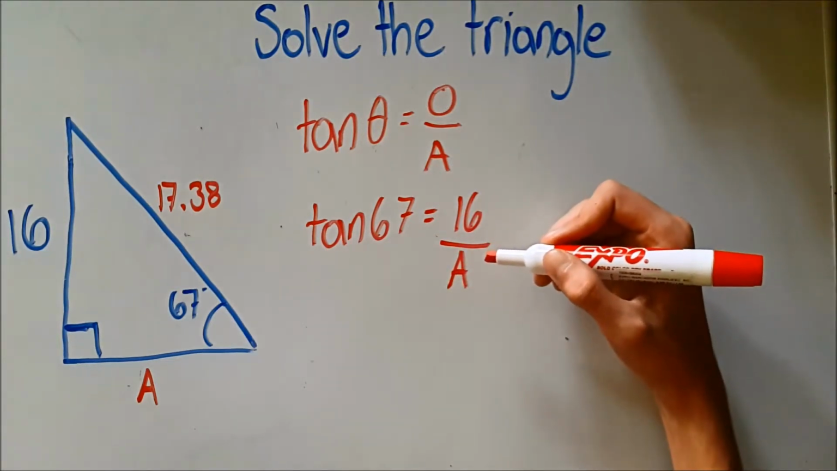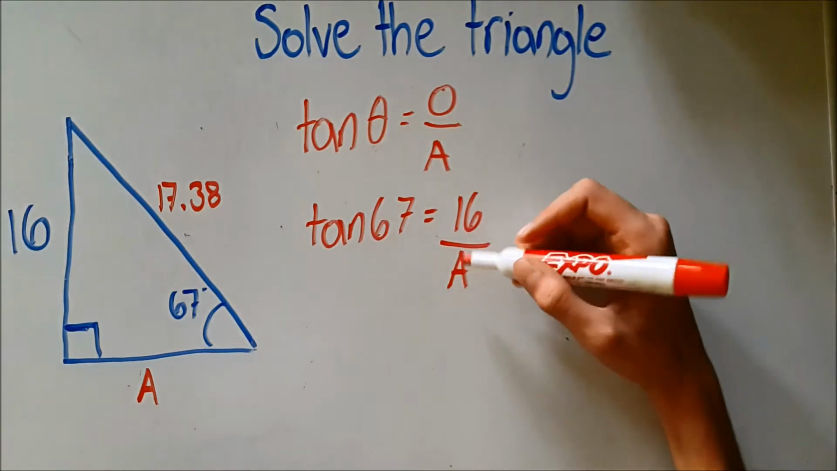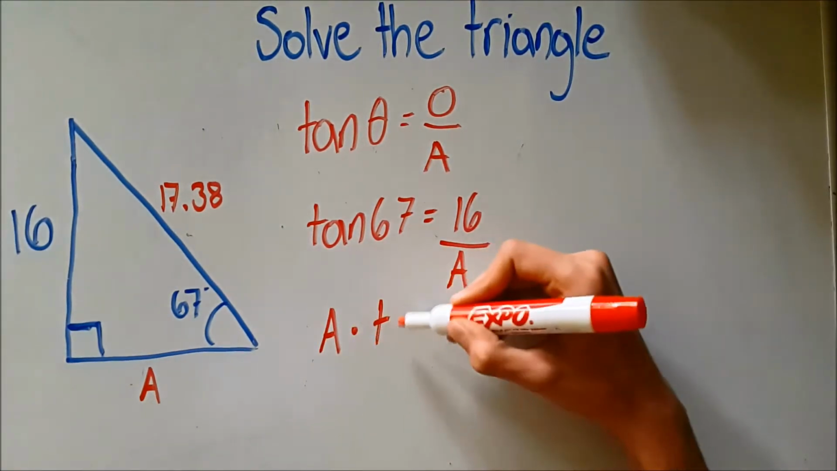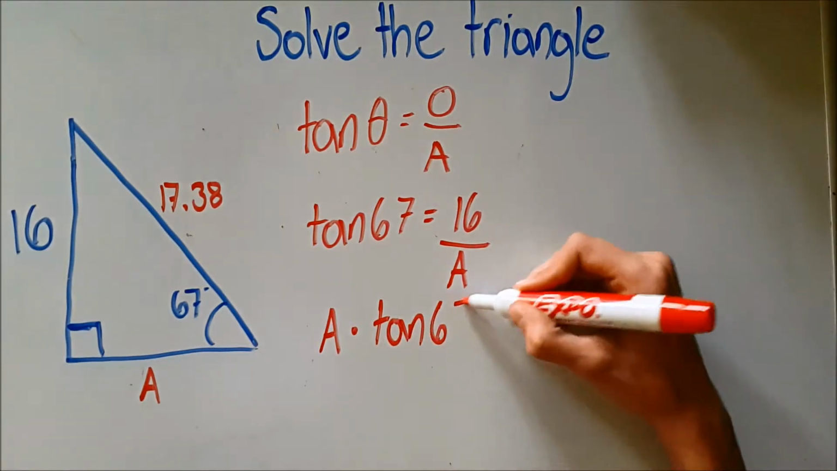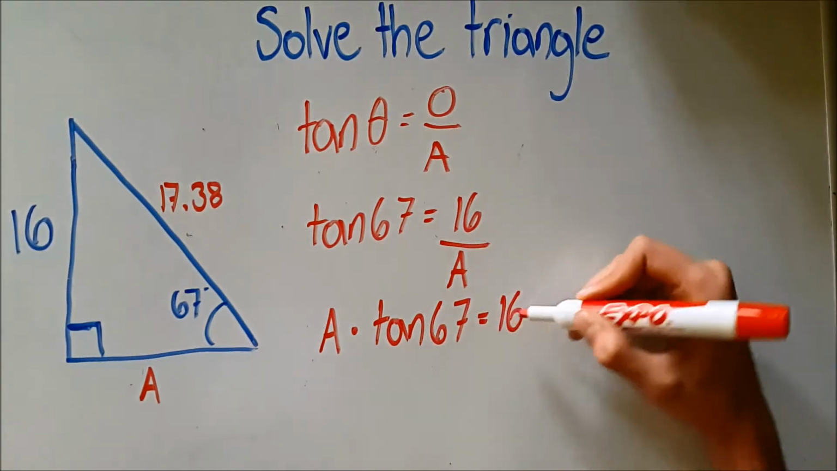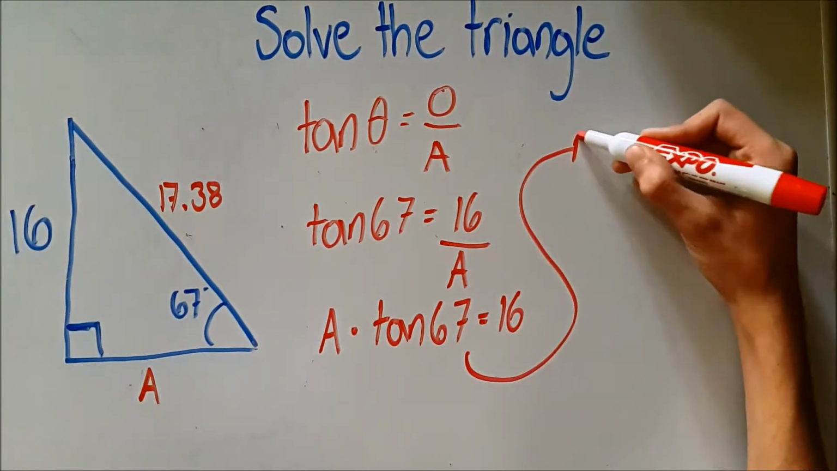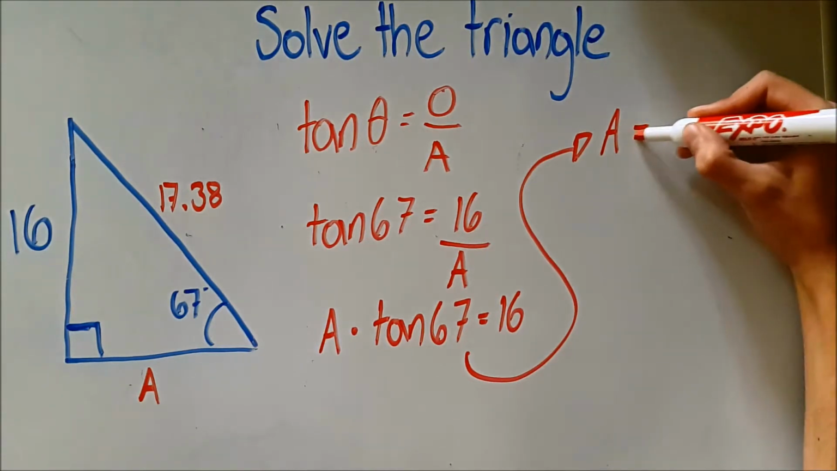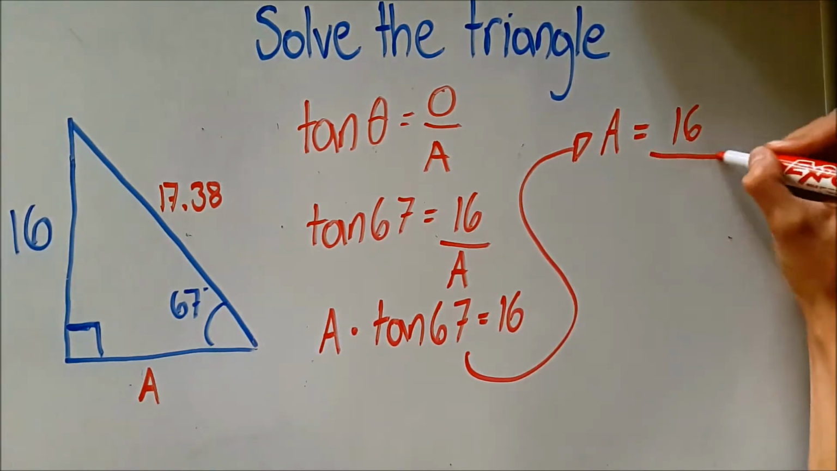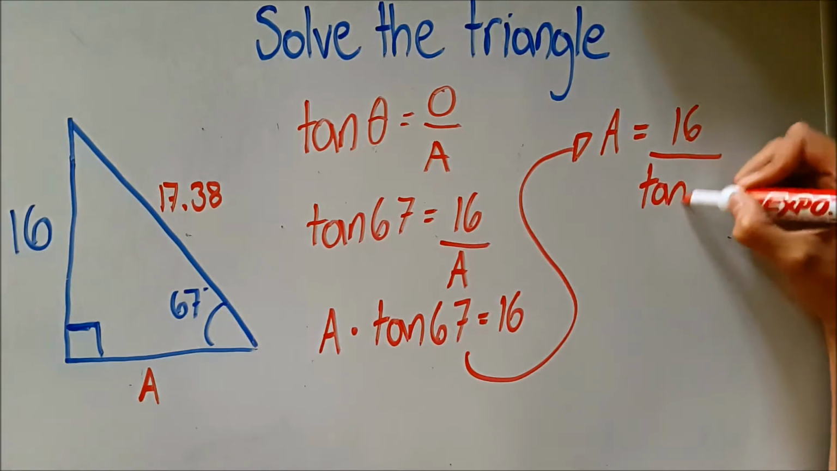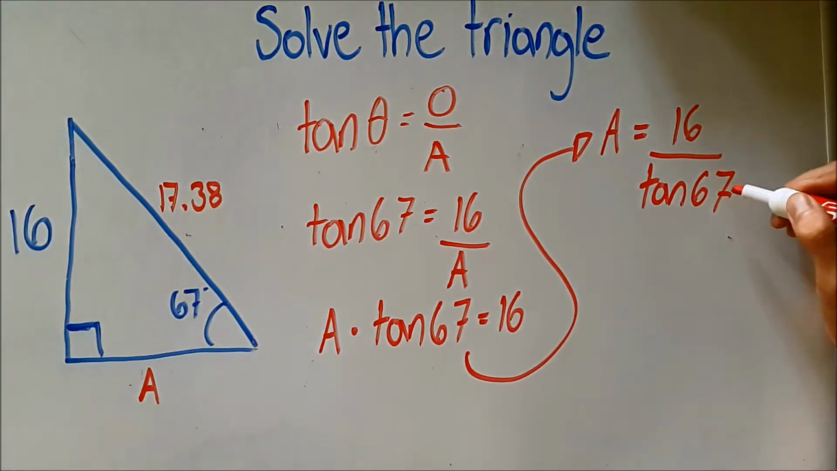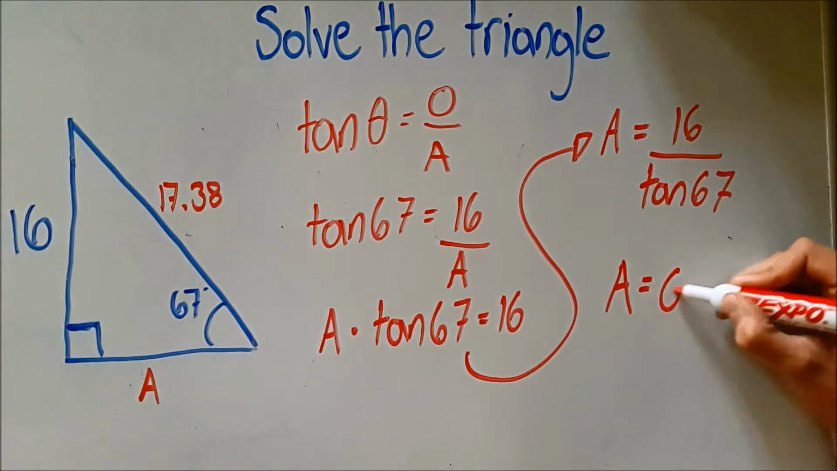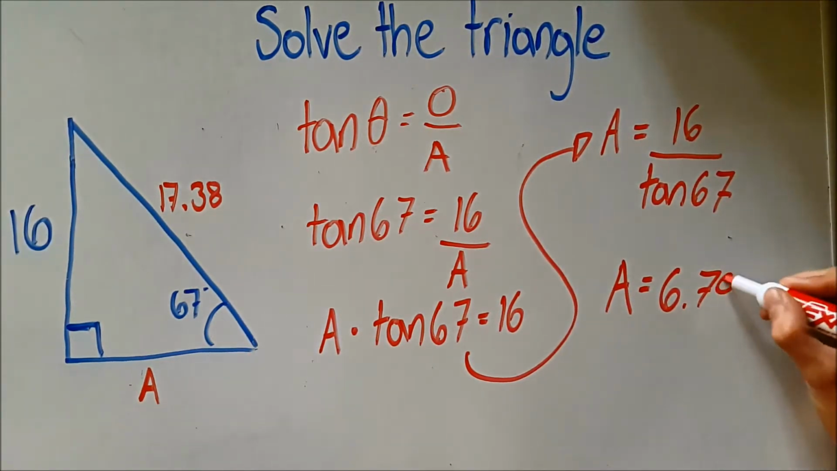We're going to use a similar method to solve this as we did with the hypotenuse. We're going to pass the adjacent to the other side of the equation multiplying, as so, and then we're going to pass the tangent dividing to the other side of the equation. Once you plug this into your calculator, you will find that the adjacent side of this triangle is equal to 6.79.